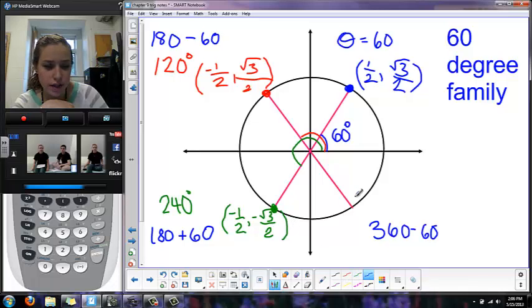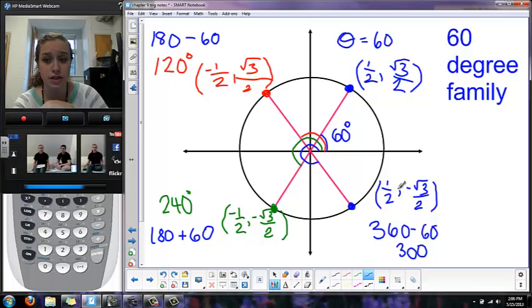Okay, and then our last one, all the way around here into the fourth quadrant. 360 minus 60, that's 300 degrees. Sine and cosine of 300. My x's are positive and my y's remain negative. Okay? So hopefully that was kind of repetitive for you. Hopefully you're bored and hopefully you understand what I'm talking about.